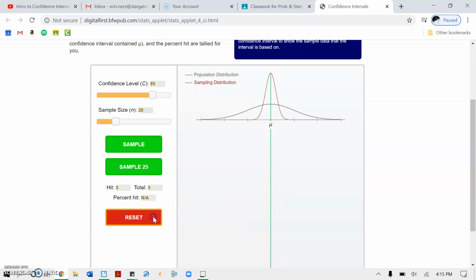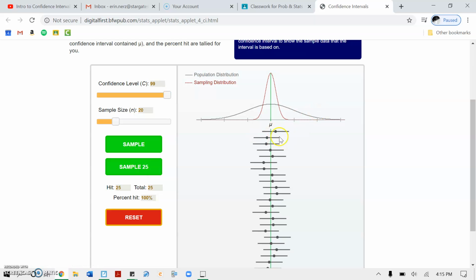What if I hit reset and I do 99% instead? Okay, I'm going to do 99% and let's take a sample of 25. Do you see how these lines are bigger? What happened is the margin of error has to be bigger. If you want to be more confident in your value, you need to have a larger interval. So you're kind of trading off. You're saying, well, I'm more confident that the mean is actually captured in here, but the interval of those two values is a little bit larger than it would have been.